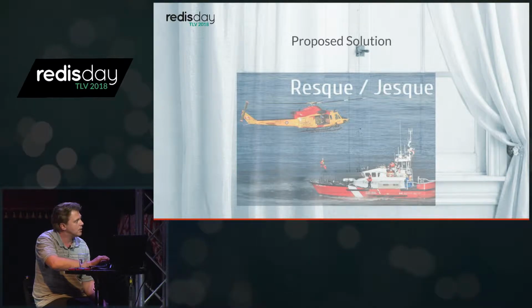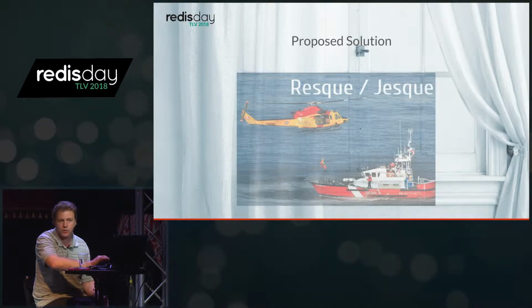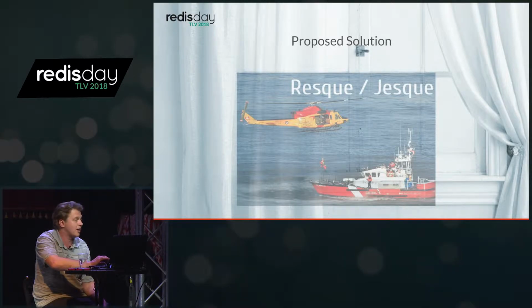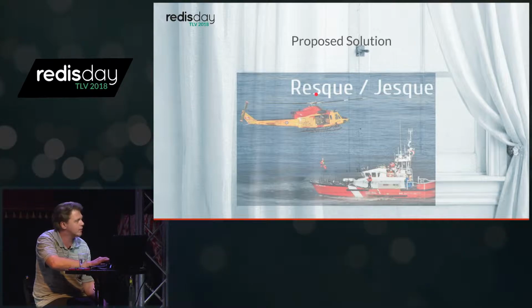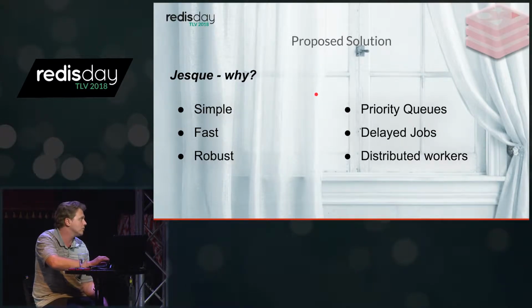Now, Resque is a Ruby library, originally a Ruby library, that allows us to create background jobs, to put background jobs on multiple queues, and to process them later. Jesque is the Java implementation of Resque, and Jesque uses the Java Jedis client in order to connect to Redis. So why Jesque? Why Jesque among all the other solutions?